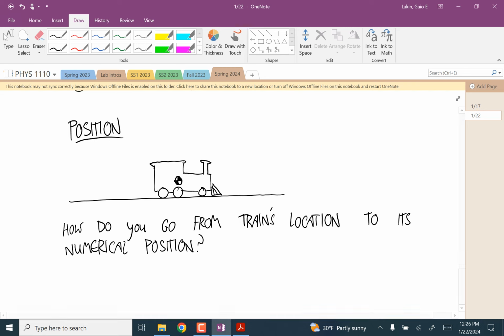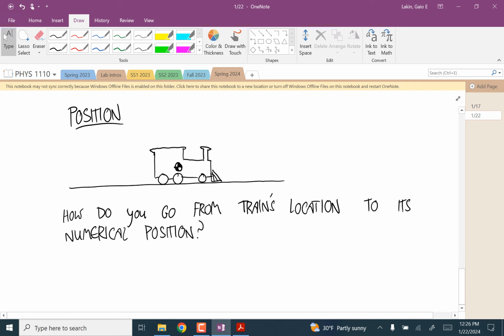So where's the train? And you say, oh, you know that 7-Eleven we were at last week? Go north 2 blocks and you'll see the train. Okay, well, in order to give a numerical position, you do the same things. You give a reference and you give a direction. And then you have enough information to give a position.